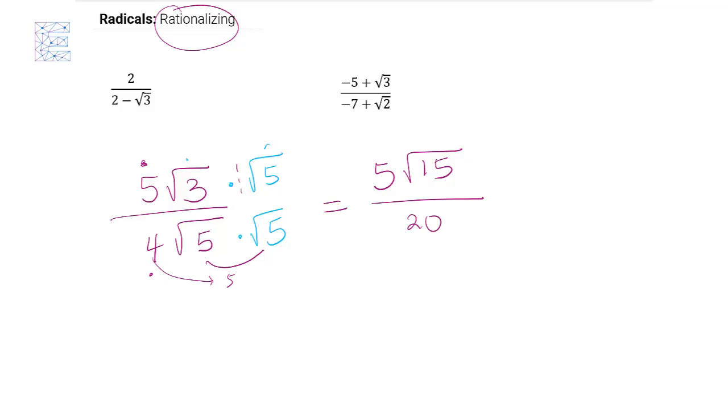You might be quick to consider this being completed, but it is not. Always make sure you simplify the fraction. We have a 5 and a 20. Those have something in common. We can simplify. 5 goes into 5 once. 5 goes into 20 4 times. So the final answer is really root 15 over 4.